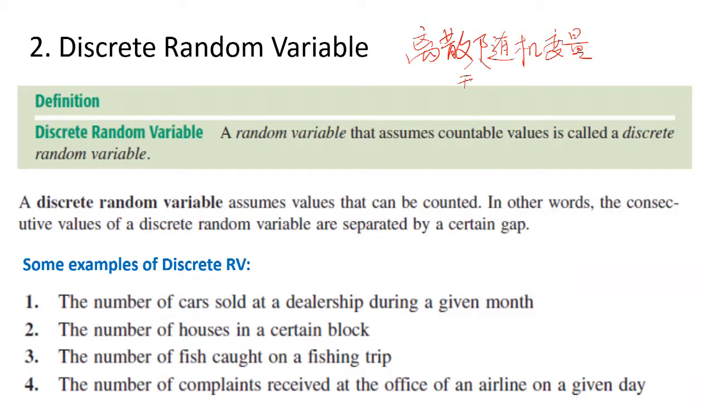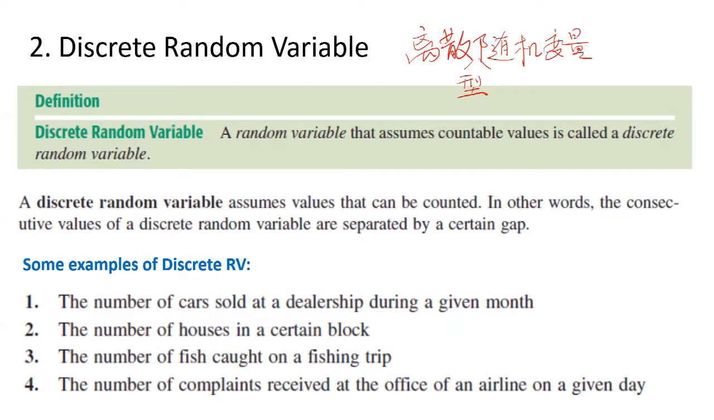Or 离散型随机变量. What is a discrete random variable? Let's see the definition first, and I'll give you some examples following the concept, okay? By definition, a random variable that assumes countable values is called a discrete random variable. A discrete random variable assumes values that can be counted. In other words, the consecutive values of a discrete random variable are separated by a certain gap.